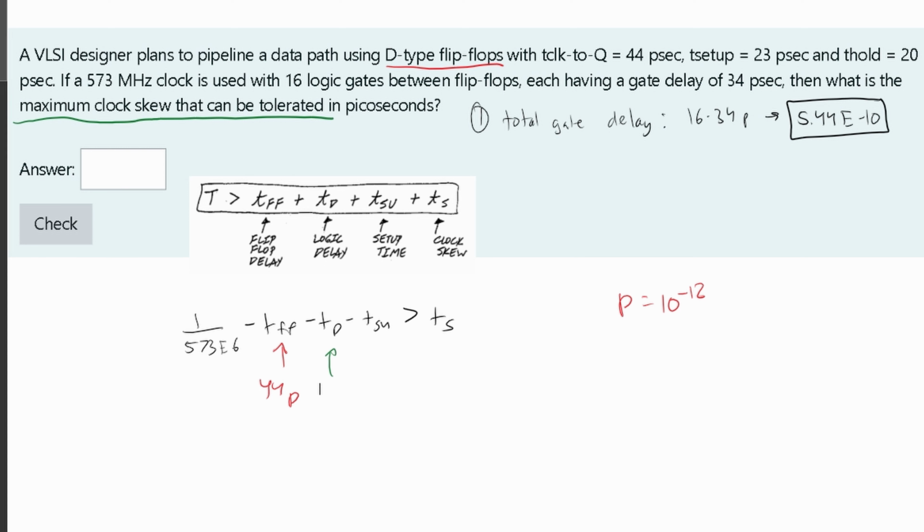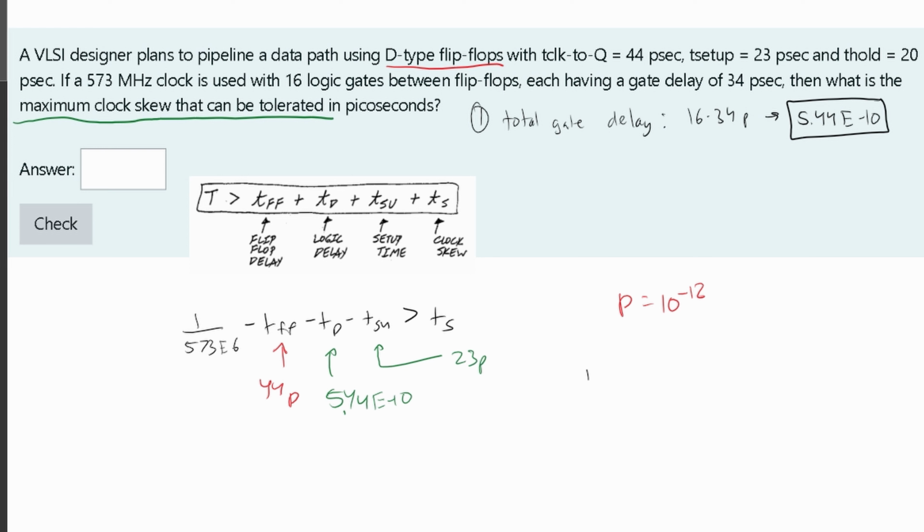We have our TD, and the TD is just going to be the gate delay, and we've solved this. The gate delay, we found it in step 1. So gate delay is just going to be 5.44 and then e to the negative 10. And then lastly, we have our TSU, which is the setup time. For this problem, it's 23 picoseconds.